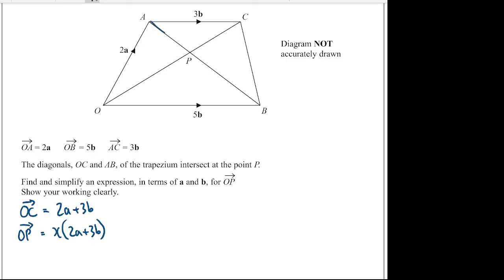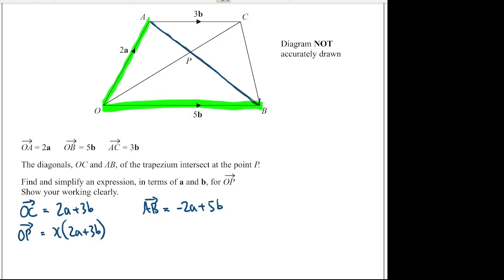And I'm going to do the same with the other diagonal. I'm going to first work out what A to B is. That's going to be minus 2A plus 5B. So I'm going to go this way round like that. And once again, I could say that A to P must be some fraction of A to B. And I'm going to call that fraction y. So it's a different fraction. Again, I don't know what it is, but we're going to try and find out.